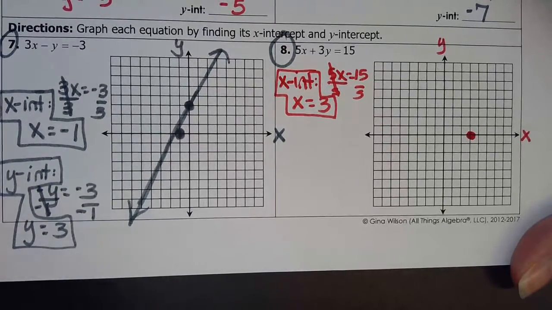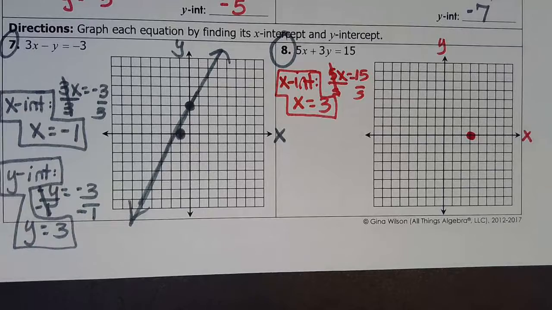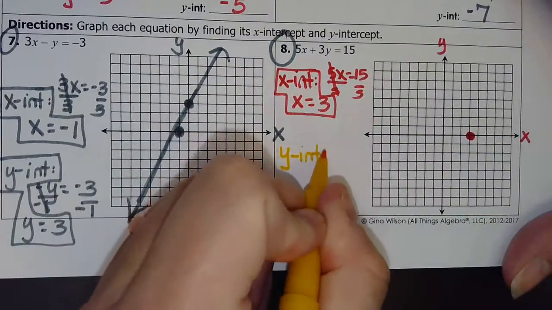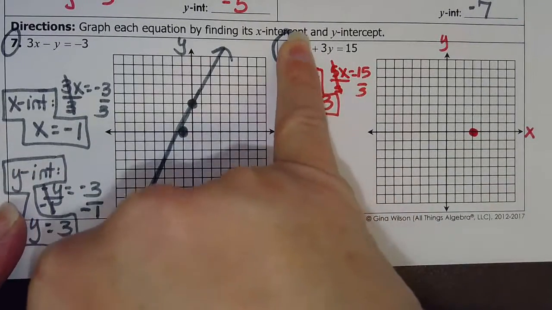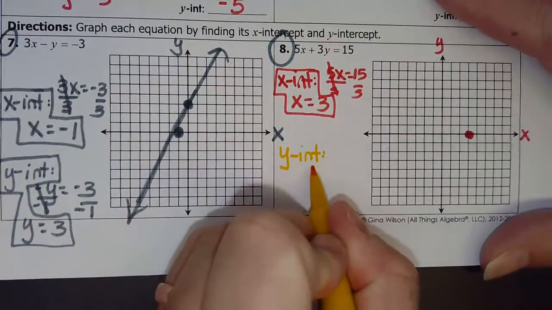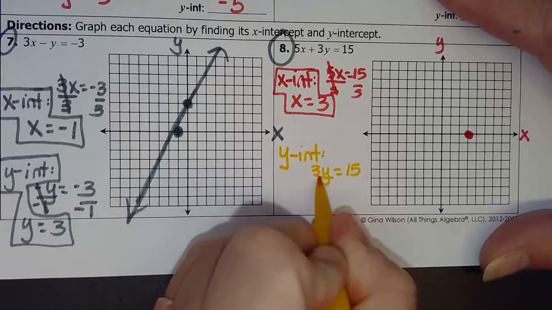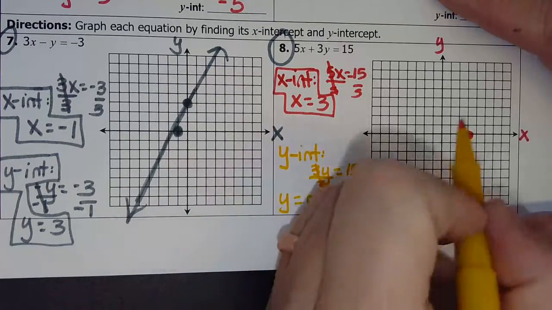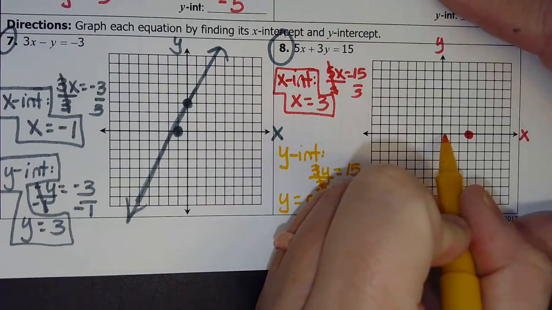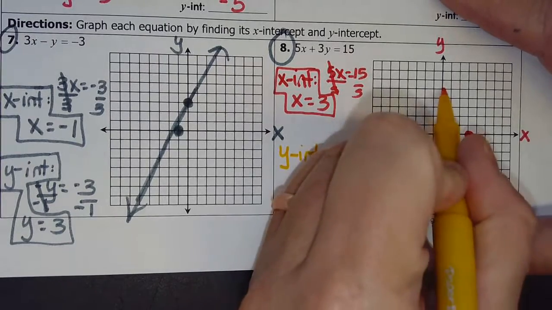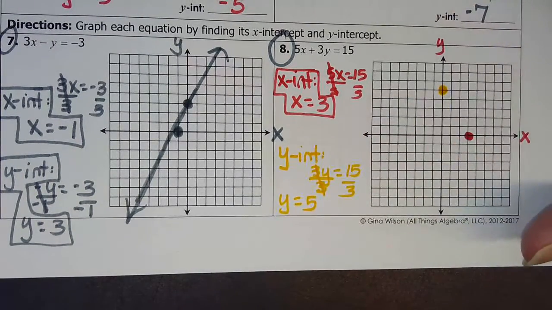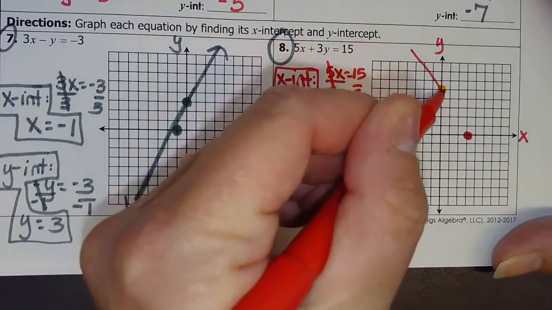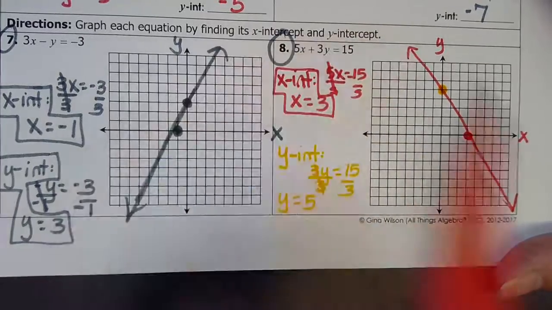And then for my y-intercept, switch up colors, make it more fun. For the y-intercept, can you even see that? Yeah. I cover up x, and I have 3y equals 15. Divide by 3. 15 divided by 3 is 5. So my y-intercept is 5. So from 0, 0, I count up 5. 1, 2, 3, 4, 5. Put a dot. There's my x-intercept. There's my y-intercept. And then I just play connect the dots. Ooh, sketch it-ish.